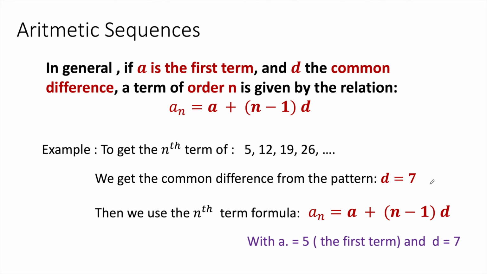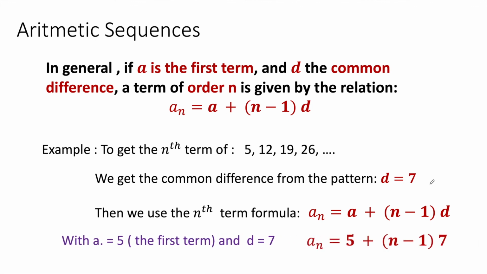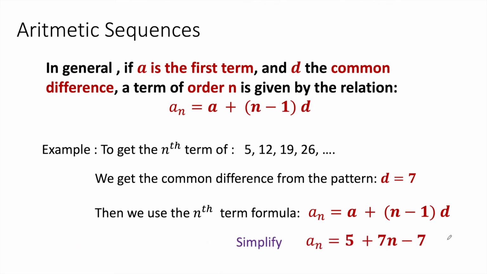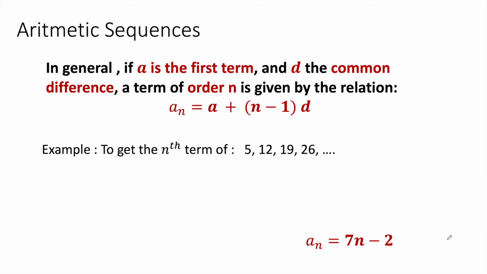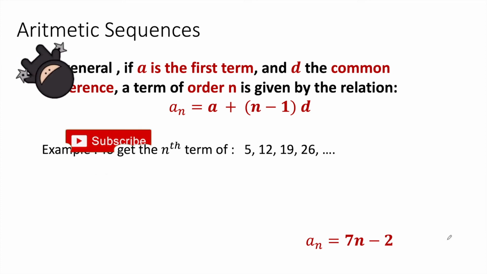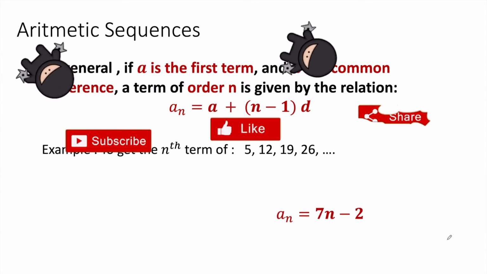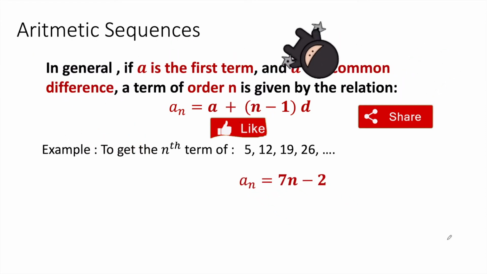So you get a_n equals 5 plus n minus 1 times 7. You can simplify this: multiply 7 over the bracket, 7n minus 7, and then simplify to 7n minus 2. This is your formula for the nth term of the sequence in this example.